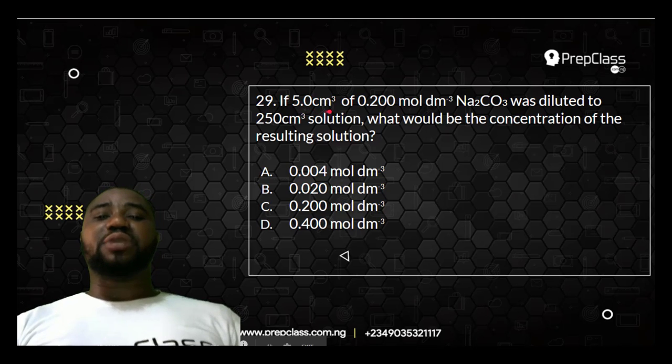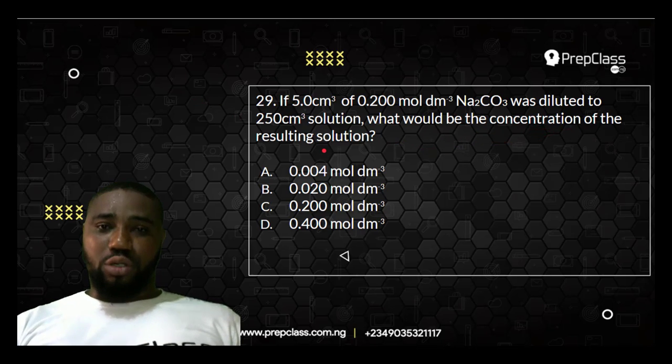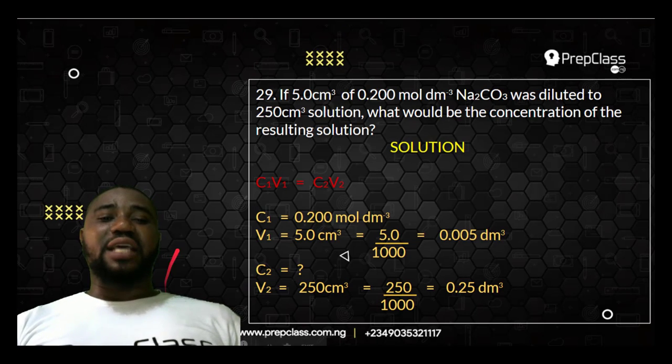If 5.0 cm³ of 0.20 mol/dm³ Na2CO3, sodium carbonate, was diluted to 250 cm³ of solution, what would be the concentration of the resulting solution? A, is it 0.04? Is it 0.02? Is it 0.2? Is it 0.4? Now there's a formula that says C1V1 equals C2V2.